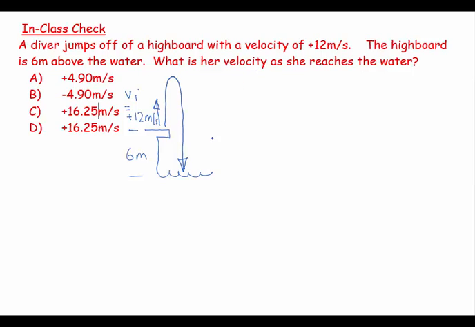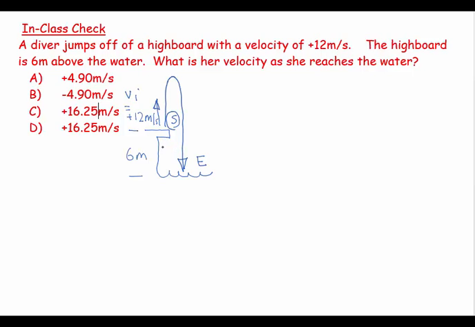What is her velocity as she reaches the water? So here's an important point on these free fall questions. We can start and stop in different places for a given physical situation. In this case, we are starting at the high board and we are ending at the water.